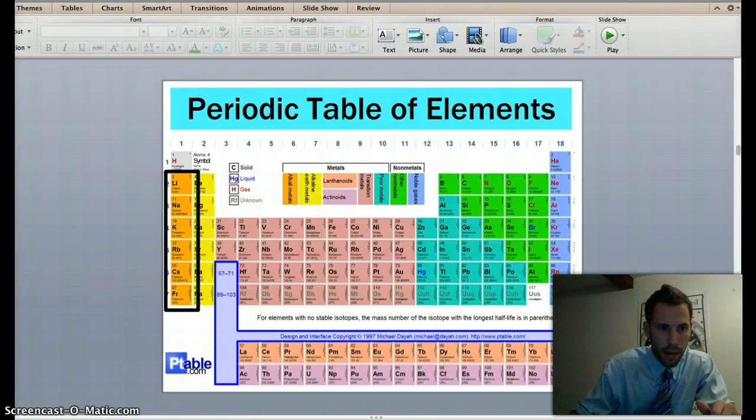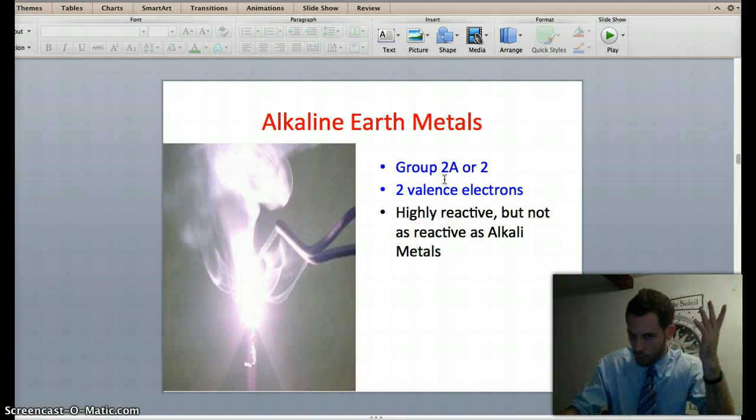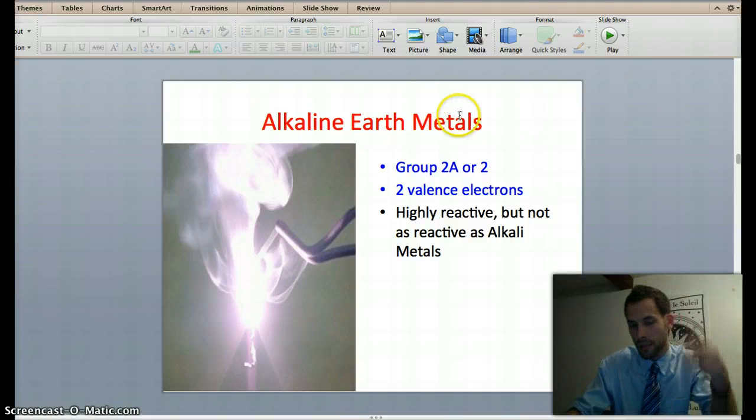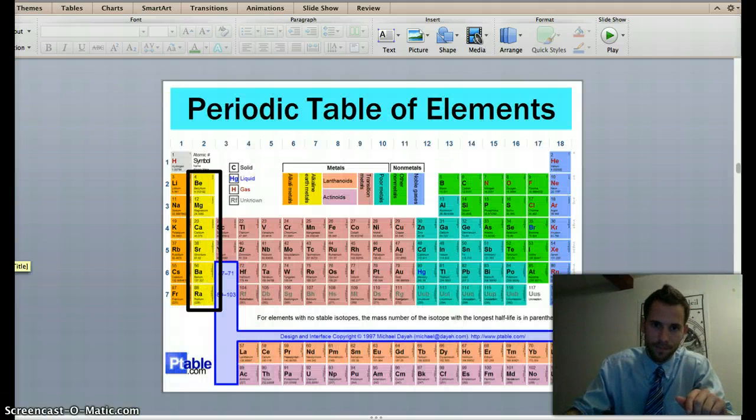The next group we want to talk about are the alkaline earth metals. And these are the ones I mentioned earlier. They're in group 2A or group 2, and of course they have 2 valence electrons. This is magnesium right here. Magnesium is one of the group 2A metals, one of the alkaline earth metals, along with beryllium and calcium, and a few others. They're highly reactive, but they don't react quite as intensely as the group 1 elements do, the alkali metals. So we see here beryllium, magnesium, calcium, strontium, barium, and radon all have 2 valence electrons in the second group.